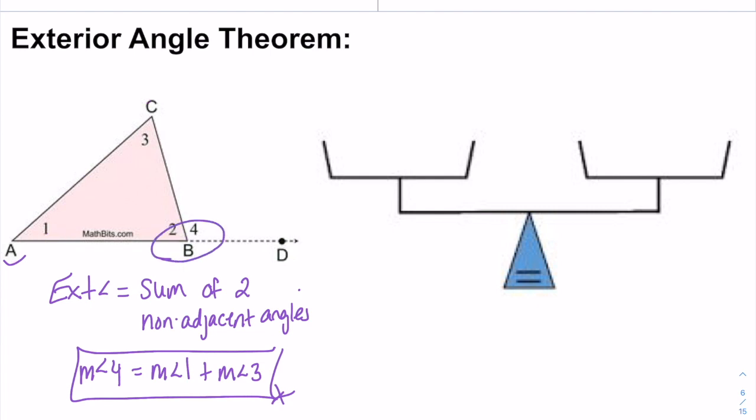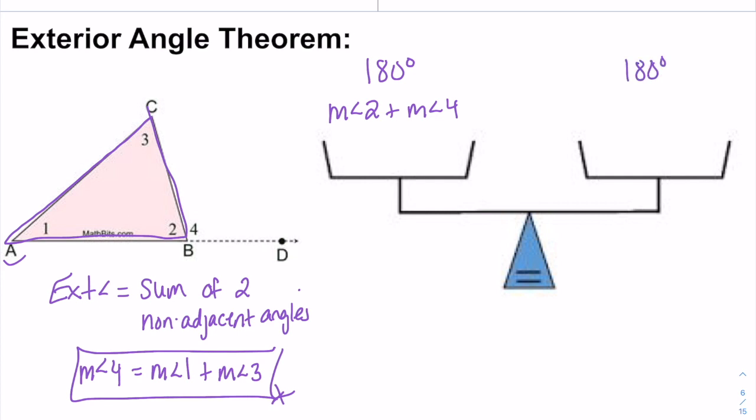So if we look at angles 2 and 4, because they would create a straight line or a straight angle, we know that they have a sum of 180 degrees. So the measure of angle 2 plus the measure of angle 4 is 180. We also know that the interior angles of a triangle add up to be 180. So on the right side of our scale, we also have 180, and that would come from the measure of angle 1 plus the measure of angle 2 plus the measure of angle 3. And since both sides of the scale are 180, those two expressions would be equal.